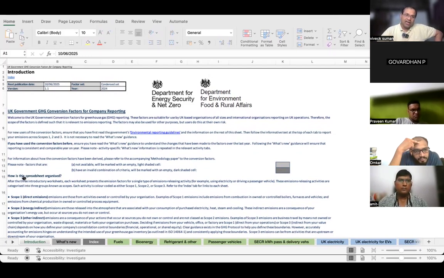Of course, it cannot be electricity. It cannot be water supply. It cannot be water treatment. It cannot be material use. It cannot be waste disposal. So what I'm doing is the elimination method.